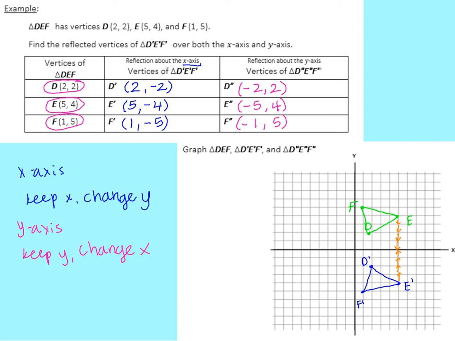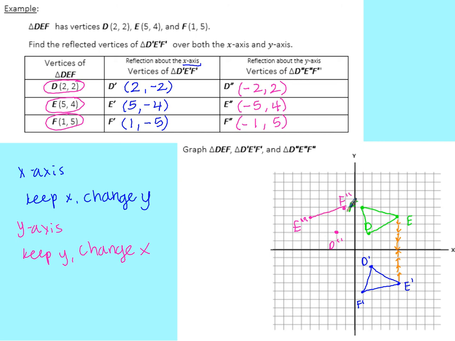Now when we did our reflection over our y-axis, we started with this original shape and we reflected each of those points. Our new points were at -2, 2. We had -5, 4. And our last point was -1, 5. That was right up here.